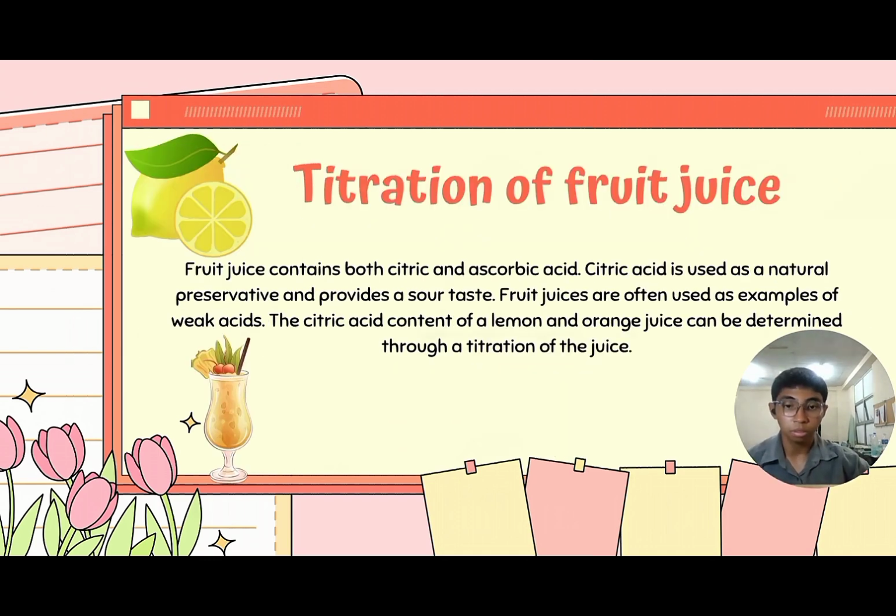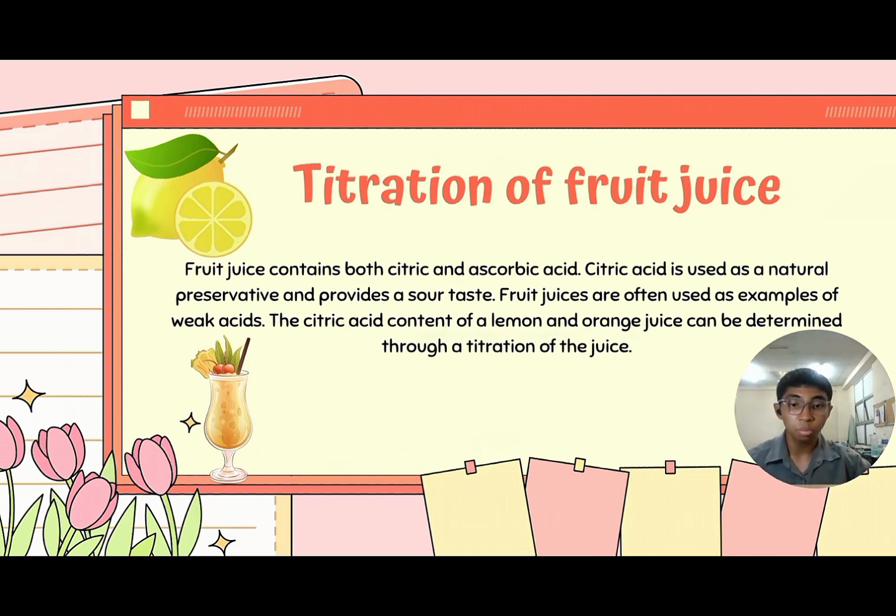Okay, so next we talk about titration of fruit juice. Fruit juice contains both citric and ascorbic acid. Citric acid is used as a natural preservative and provides a sour taste. Fruit juice is often used as an example of weak acids. The citric acid content of a lemon and orange juice can be determined through a titration of the juice.